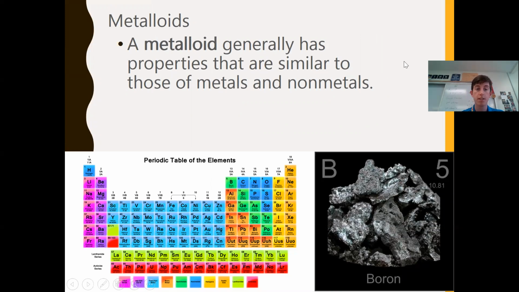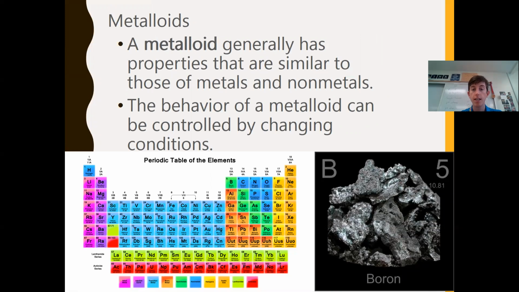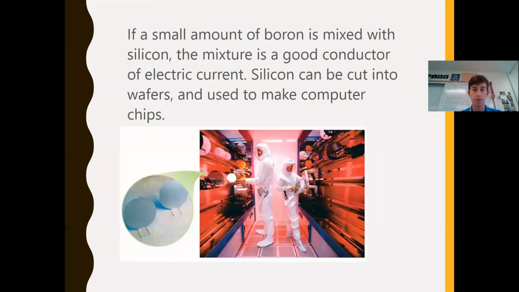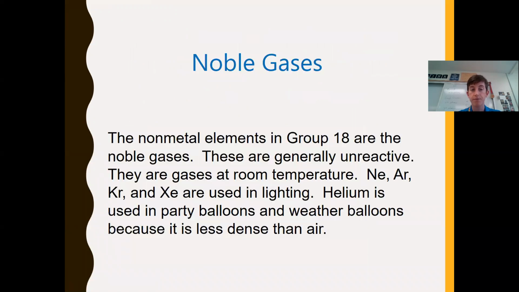A metalloid, so the semi-metals, metalloids, semiconductors, all the same thing, the green ones. They have properties that are similar to both sides. They're kind of like right in the middle, and their behavior can be controlled by changing the conditions. So if you want it to act more like a metal, you can have a certain set of conditions. If you want it to act more like a non-metal, you can change those conditions. Boron, when it's mixed with silicon in a small amount, is a good conductor of electric current, and silicon can be cut into wafers, and we use them as computer chips. So that's why you get Silicon Valley.